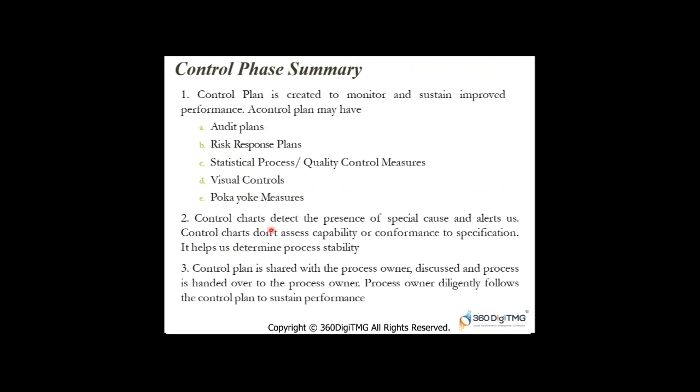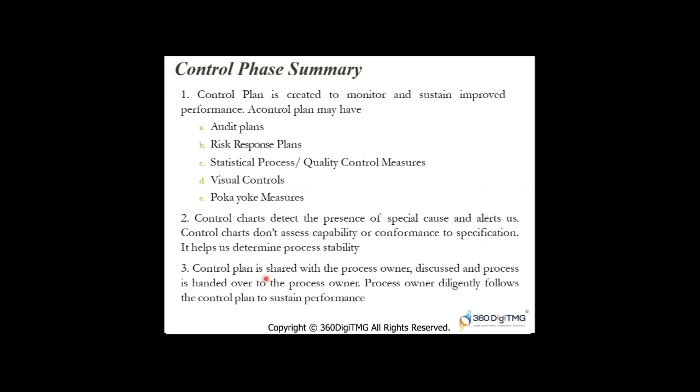We also discussed the control charts, which detect the presence of special cause and alert us. Control charts don't assess capability or conformance to specification, right? They only look into the process stability. Capability is measured by your Cp, Cpk values. Remember the sigma values there in the measure phase.